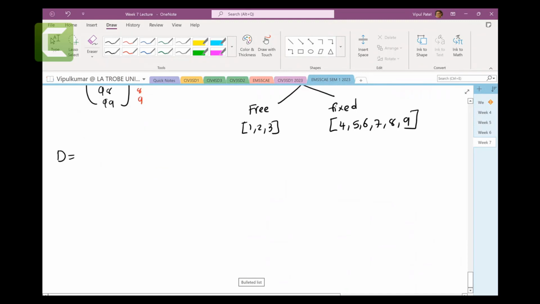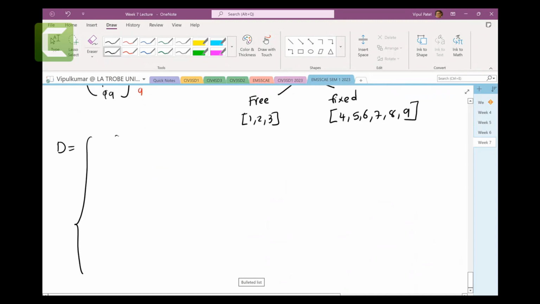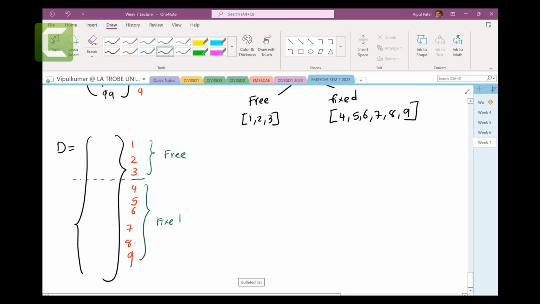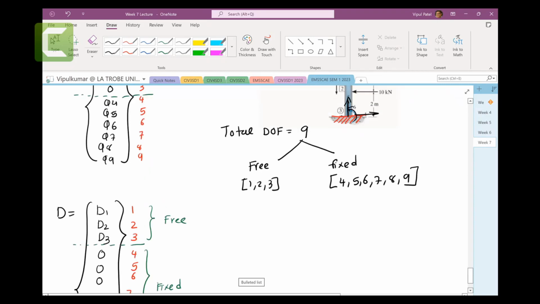The next step is to do the D. D is quite simple, like Q, because you have 1, 2, 3, 4, 5, 6, 7, 8 and 9. Once again we can draw the line which makes this one your free degrees of freedom and this one your fixed degrees of freedom. Now your free degrees of freedom are your unknowns, so you put displacements there, and you put 0 for the fixed ones, right? Quite simple, which is opposite to your Q matrix.